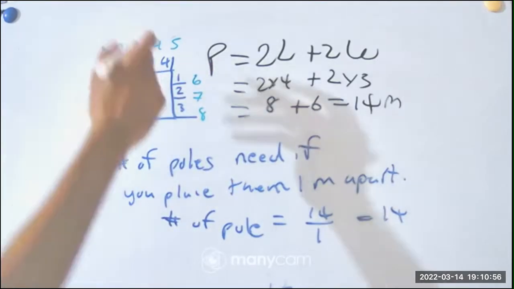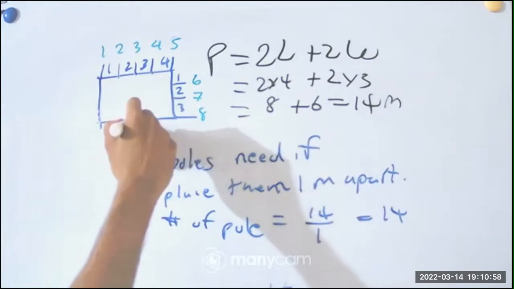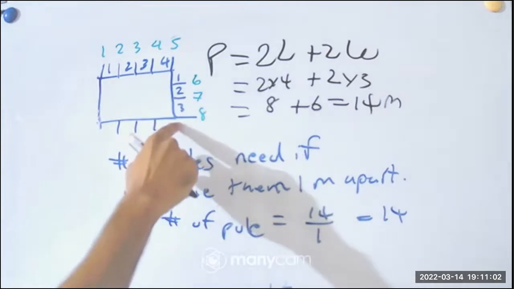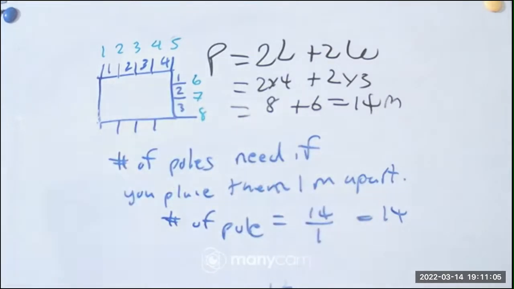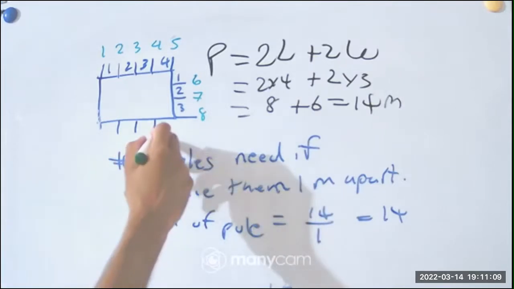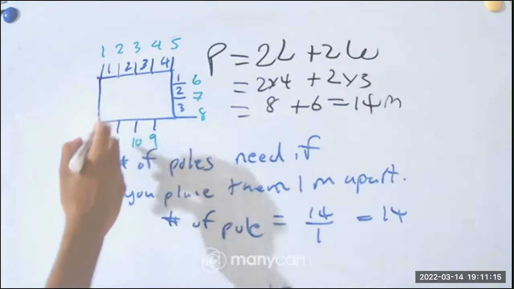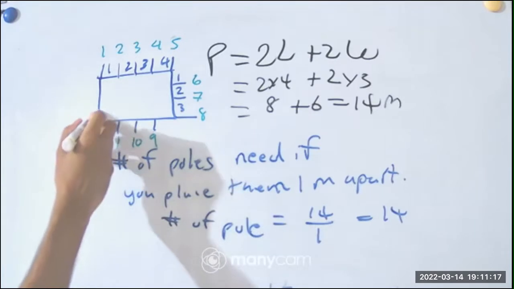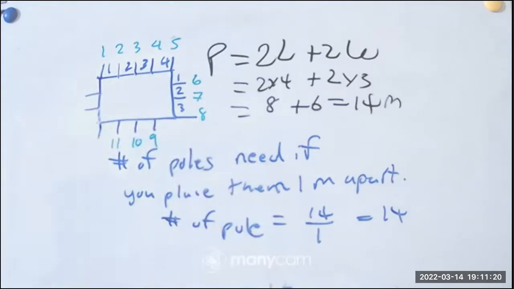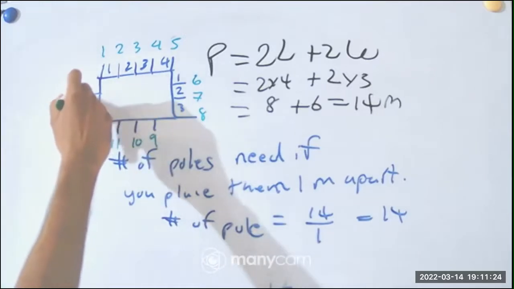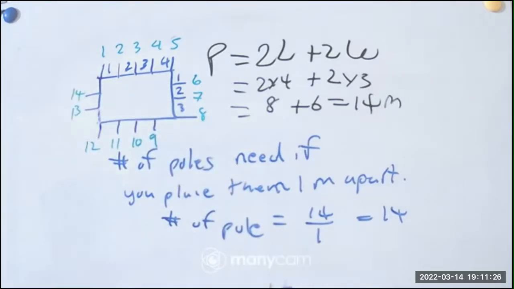Likewise, on this side is also 4. So we have 4 spaces. But remember, the corner would be the same corner post for this post and that. So the distance would be the same. So how many posts? 9, 10, 11. Again, we would have 1 by the corner, so we don't need to have another pole. So 1, 2. So you're on 12 here, 13, 14. So that is how we would get the answer of 14.